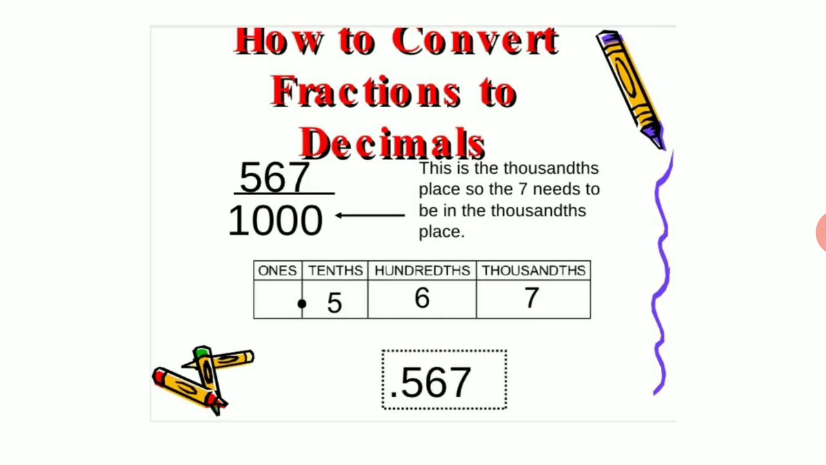Now children, taking a 3-digit number in the fractional form, 567 by 1000. Here this is the thousands place. Since it is divided by 1000, your 7 is coming in the decimal place value chart in the thousands place, 6 in the hundreds place, and 5 in the tens place. So when 567 is being divided by 1000, we get the answer as 0.567.